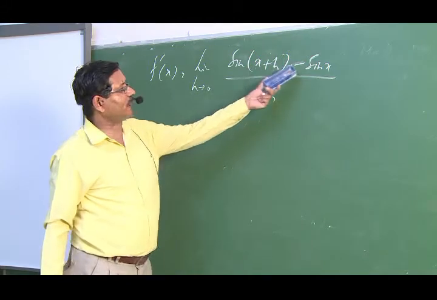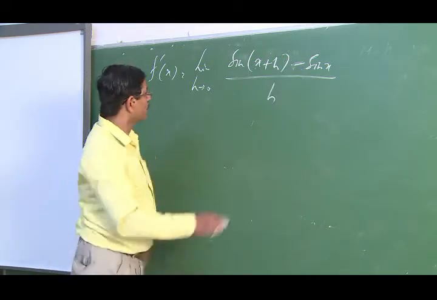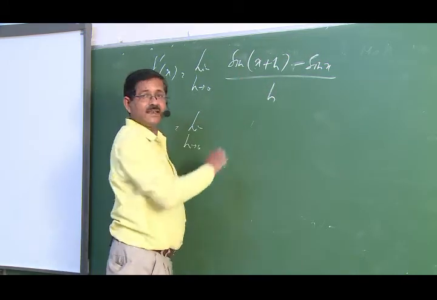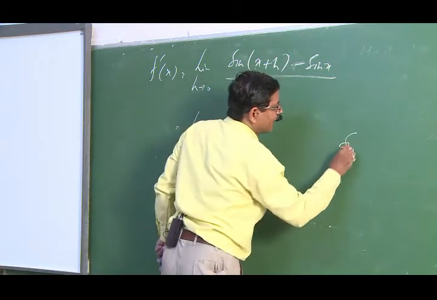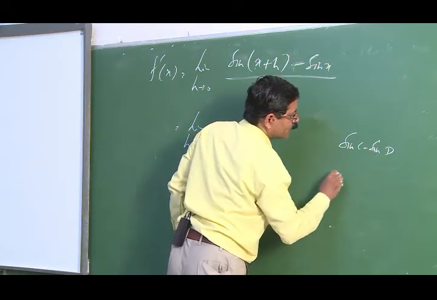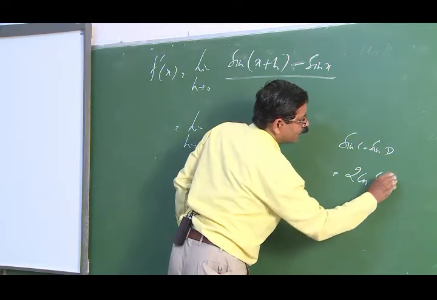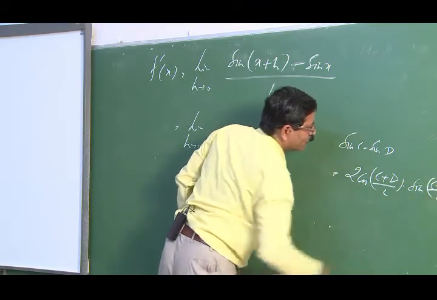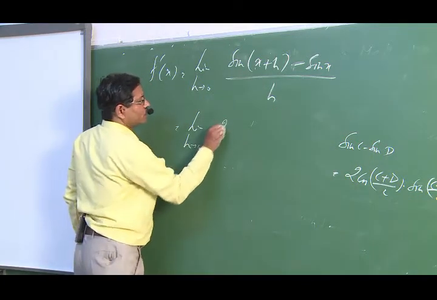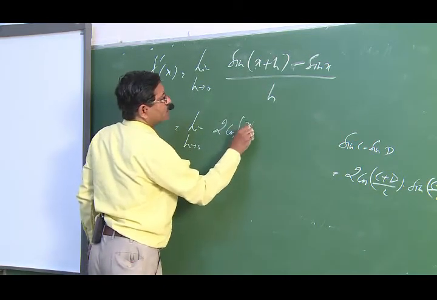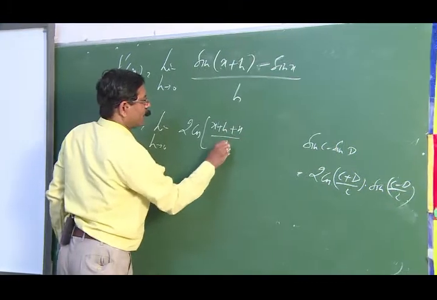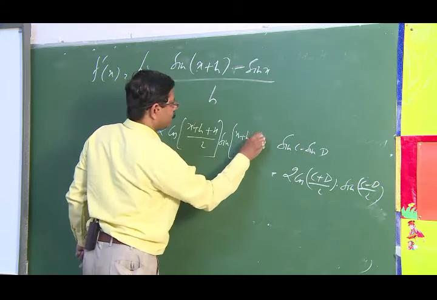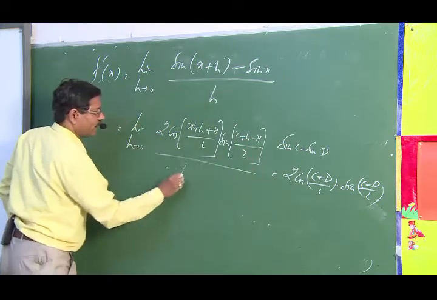Now use sin C - sin D here for evaluating this limit. Now limit h tending to 0. Now apply the formula of sin C - sin D, which is equal to 2 cos((C + D)/2) sin((C - D)/2). Now apply here. You will get 2 times cos((x + h + x)/2) into sin((x + h - x)/2) divided by h.